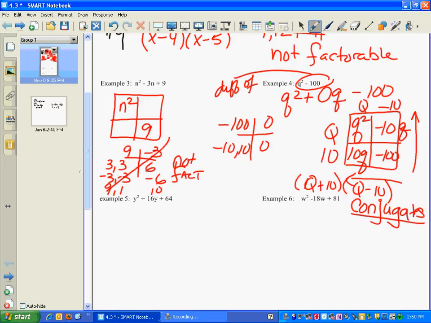So you want to be able to see if the first term and the last term are both perfect squares, and you've got a subtraction sign in between, you've got the difference of perfect squares, and so it's first term minus last term and first term plus the last term. Yes? But if you don't see it, it'll work. Okay? All right.